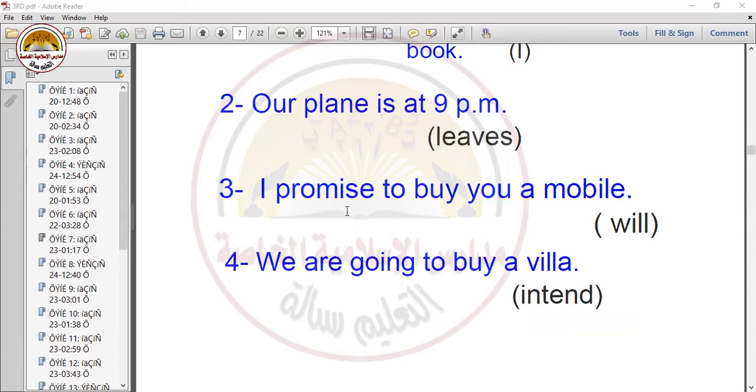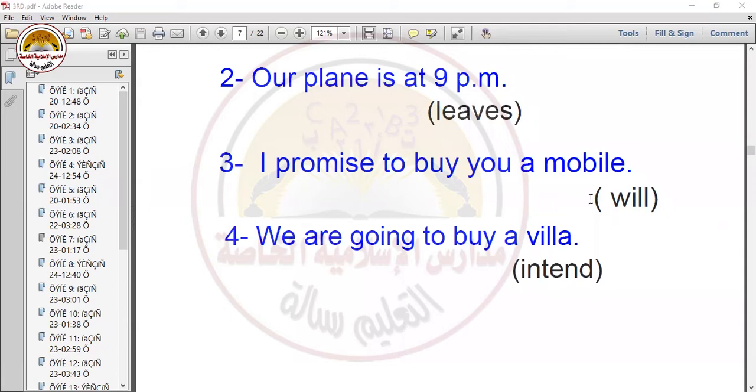Number three, I promise to buy you a mobile. Use will. I will buy. Very good, yes. I will buy you a mobile. Very good, Ahmed. If we have a promise, we use the form will plus infinitive.